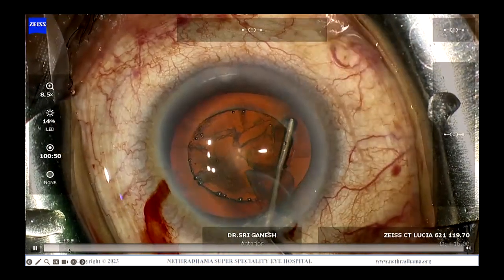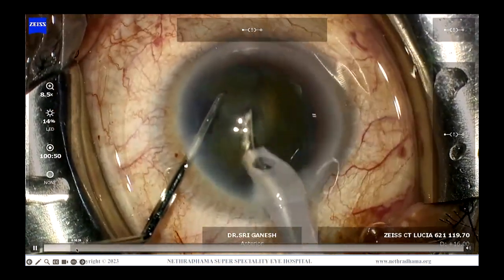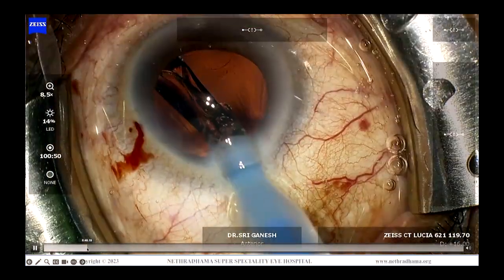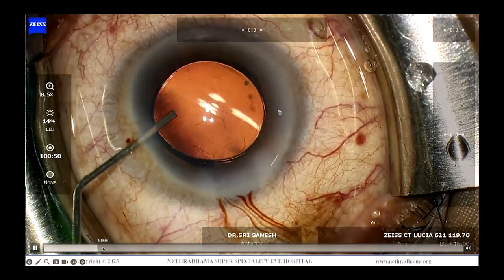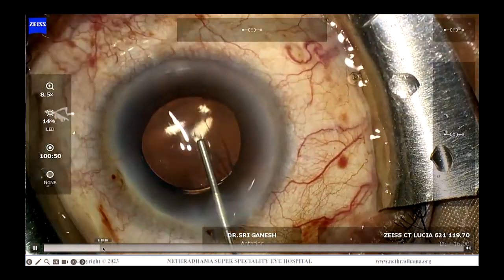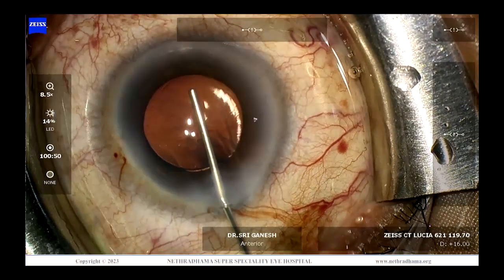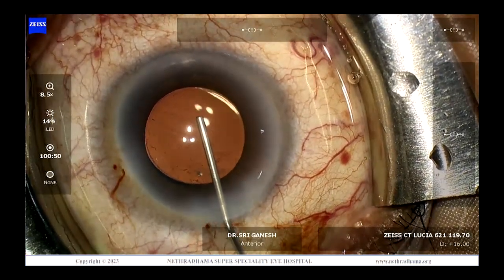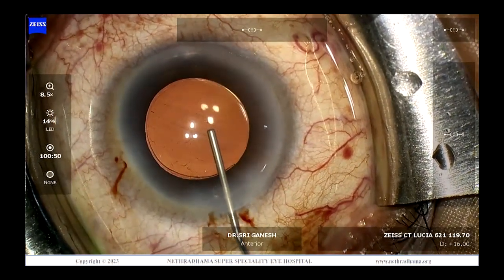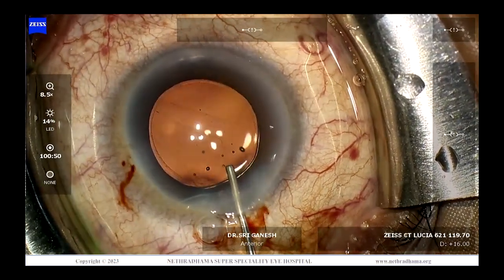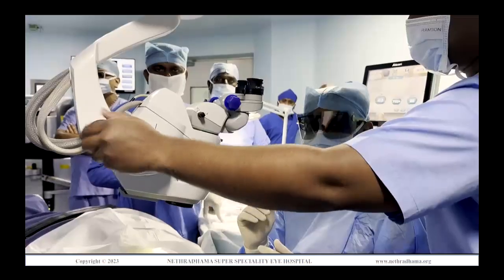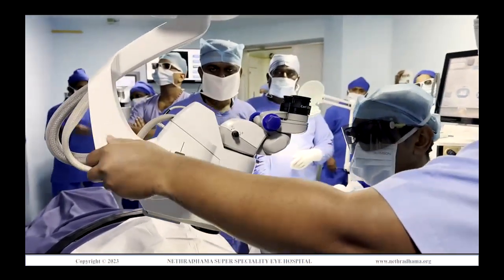Okay, this is routine cataract surgery. So after the implantation of the IOL, we use 1.8% sodium hyaluronate. This helps in maintaining the anterior chamber, and especially in high myopes, it's to avoid the corneal folds and keep the AC nice and maintained while using the device.